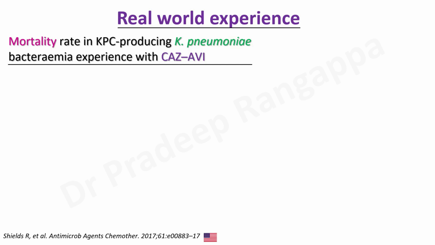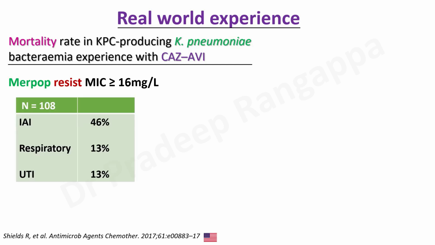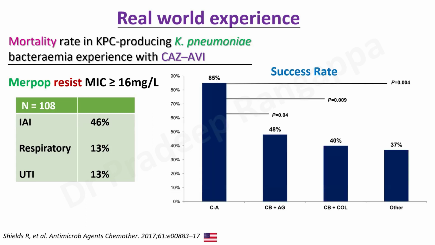So these are the other studies where they looked at, this study came in 2017, where they looked at mortality in Klebsiella pneumonia, where they used Ceftazidime-avibactam. So here the meropenem resistance was considered if MIC was more than 16. They took 108 patients, 46% were intra-abdominal, 13 were respiratory, 13 were UTI. And this is the success rate when they compared.